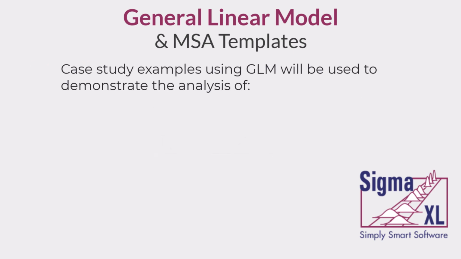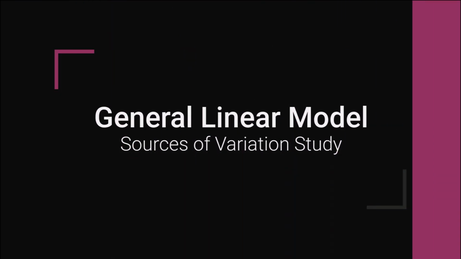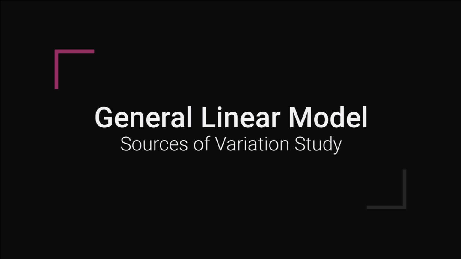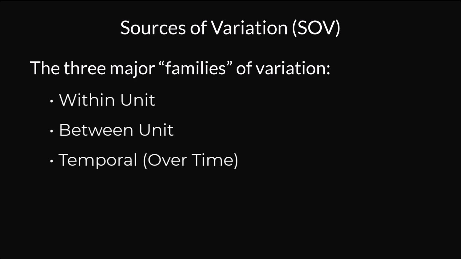This video focuses on case study examples using GLM to demonstrate the analysis of sources of variation, destructive nested Gage R&R, and expanded Gage R&R. For our first example, the sources of variation study, we'll first use multivariate charts to take a look at the dominant sources of variation, or SOV, of 3 major families of variation: within unit, between unit, and temporal, or over time. Knowing which source of variation is dominant will help us to prioritize our efforts to reduce variation.